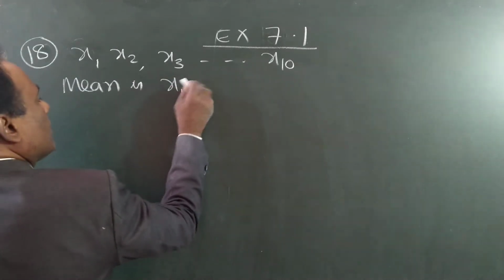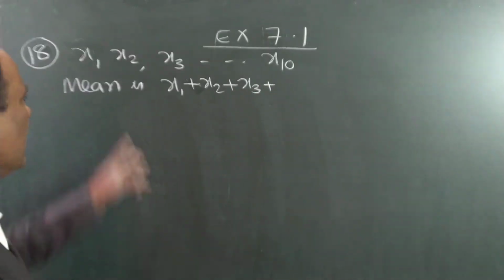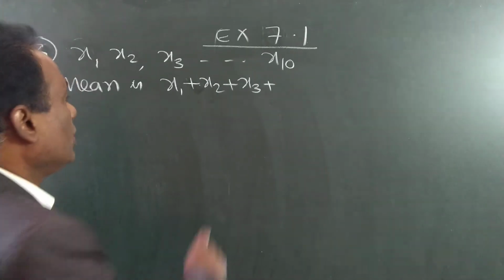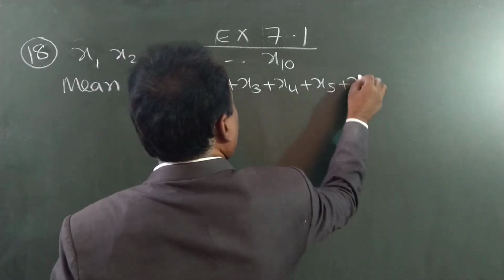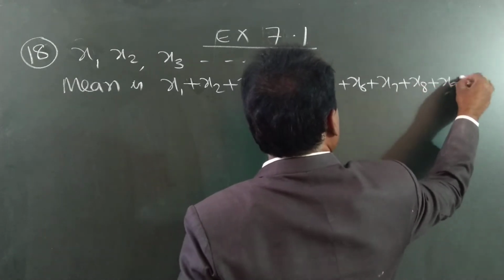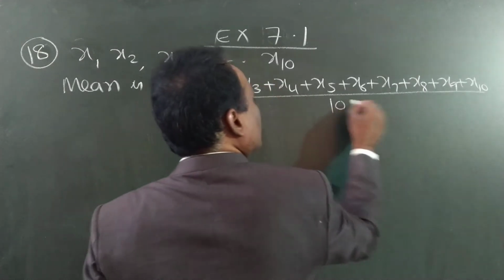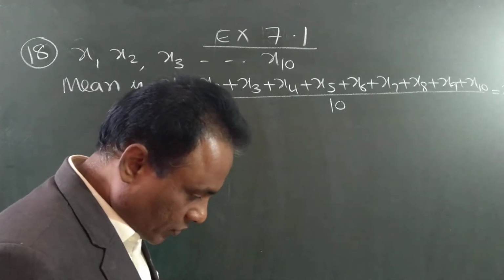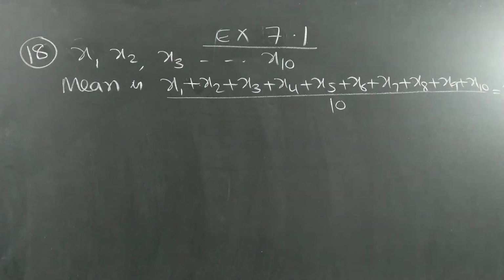Mean means what? How to find the mean? Sum of the observations by number of observations. See, x1, x2, x3 up to x10, this is the data. What is its mean? First number plus second plus third plus fourth plus fifth plus sixth plus seventh plus eighth plus ninth plus tenth, by how many numbers? 10 numbers. This is given as how much? 20. The answer is given as 20.